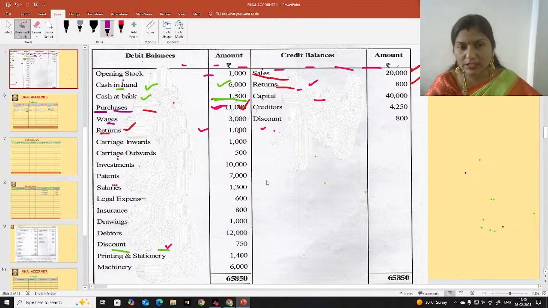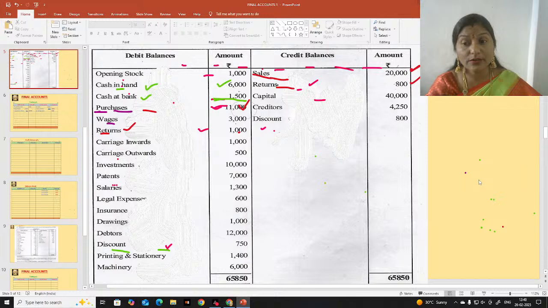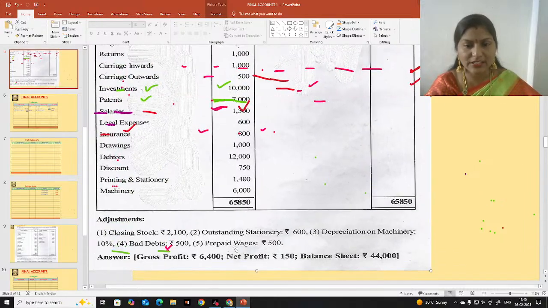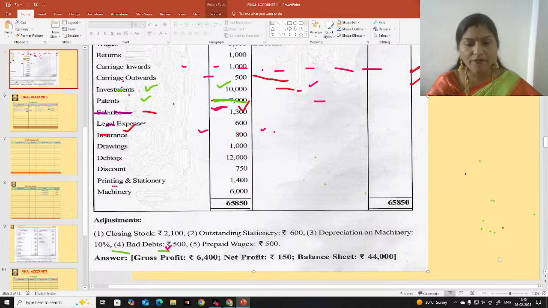Whenever we record wages, we should see whether we have any adjustment related to wages or not. If we have any adjustment, we should follow it and record the adjustment also along with the item. So let us see whether we have any adjustment for wages. If you see the last adjustment, the fifth adjustment is related to wages only. Prepaid wages are there. Prepaid wages 500. So prepaid wages we are going to write along with the wages, that is 500.